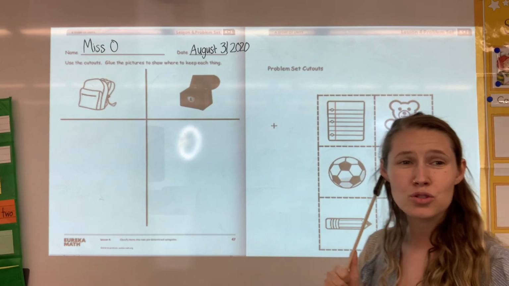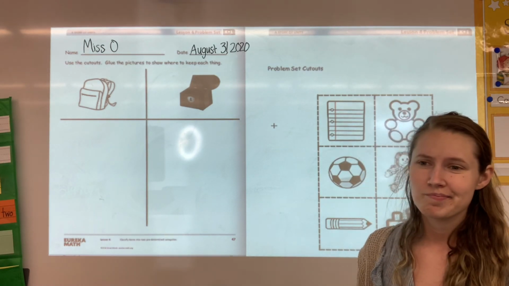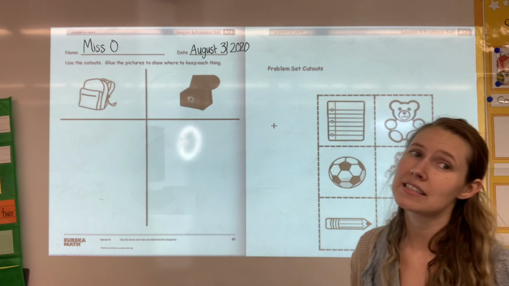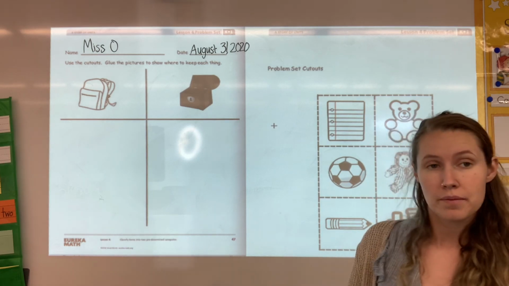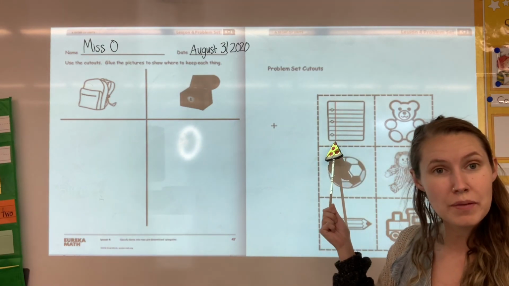Now, let me think about a school bag. What kinds of things would I need in my school bag? I would need like school supplies, things I would have for school. So let's think about paper. Does that sound like a school supply or a toy?